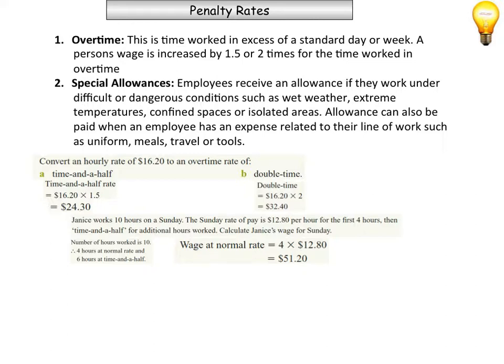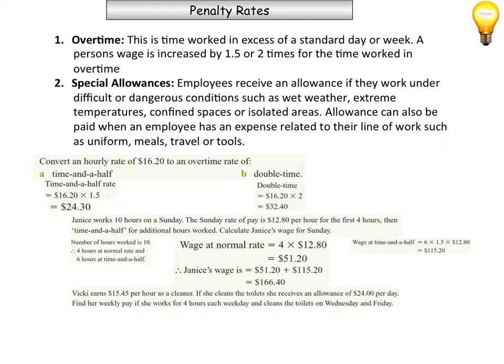The next thing that we'll do is we'll work out how much she gets paid for the rest of the time. So she's already worked for 4 hours, she then works 6 hours at time and a half. So we do 6 times how much you get paid per hour times by 1.5. And that gives us $115.20. So now that we've worked that out, we just add them together. And once we've added them together, that gives us $166.40.